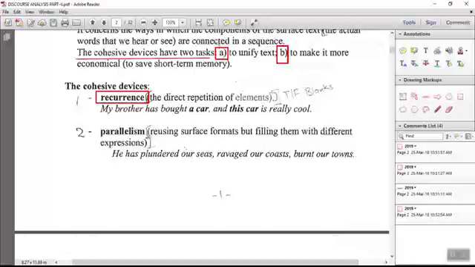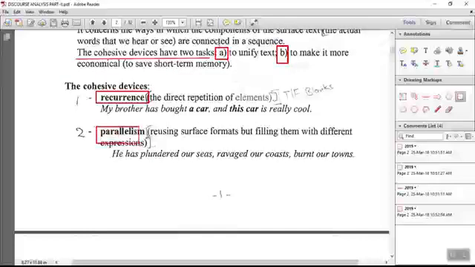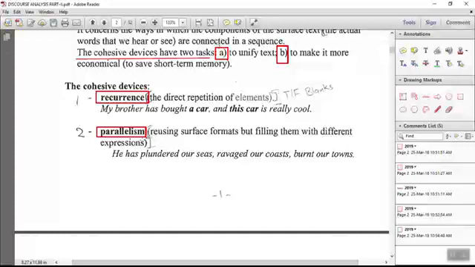Okay, the second cohesive device, number 2, is parallelism. What is that? That is reusing surface formats but filling them with different expressions.